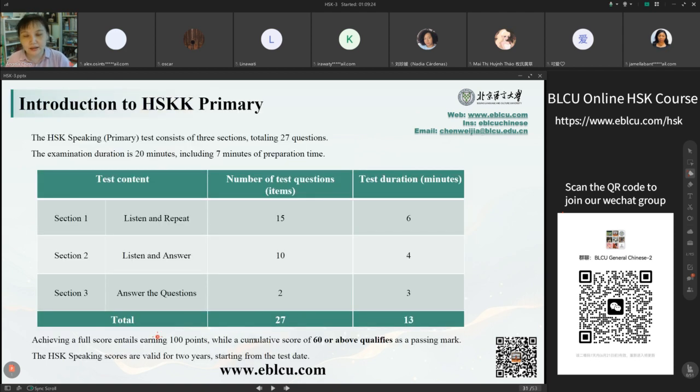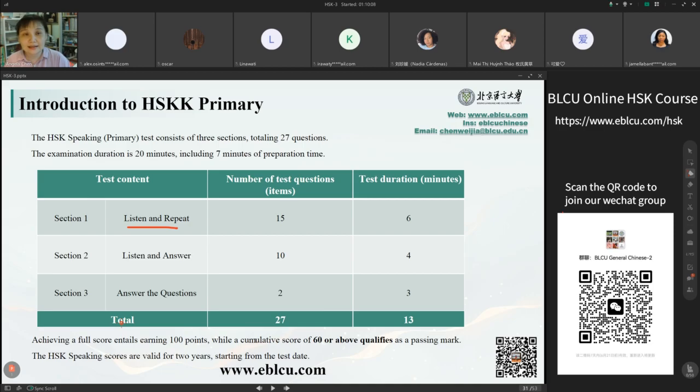We can take a few minutes to briefly introduce HSKK, the 口语 or speaking test part. While you are taking HSK3, you are required to take HSKK, the HSK speaking test primary level. For HSK speaking primary level, there are 3 main sections, totally about 27 questions. The whole test is pretty short, just 20 minutes, including 7 minutes of preparation time. So 3 types of questions.